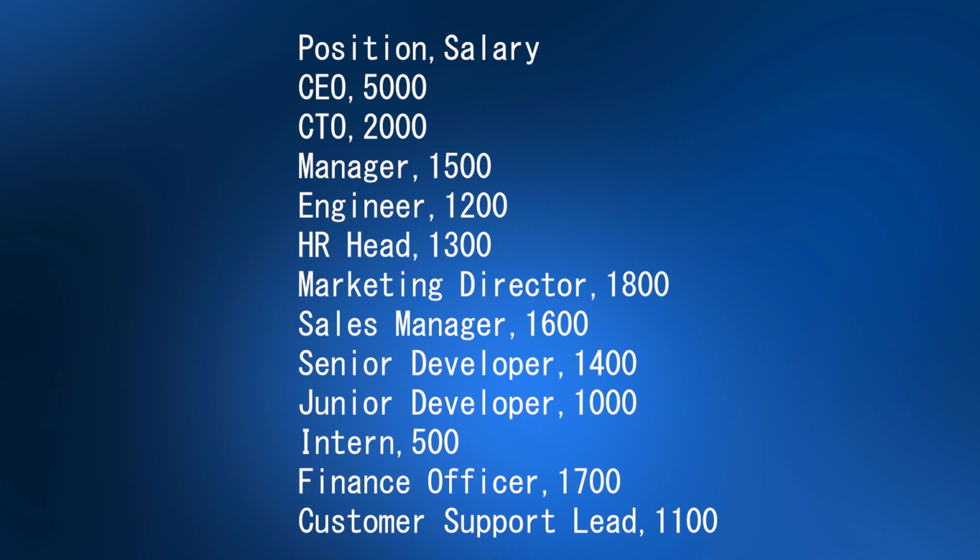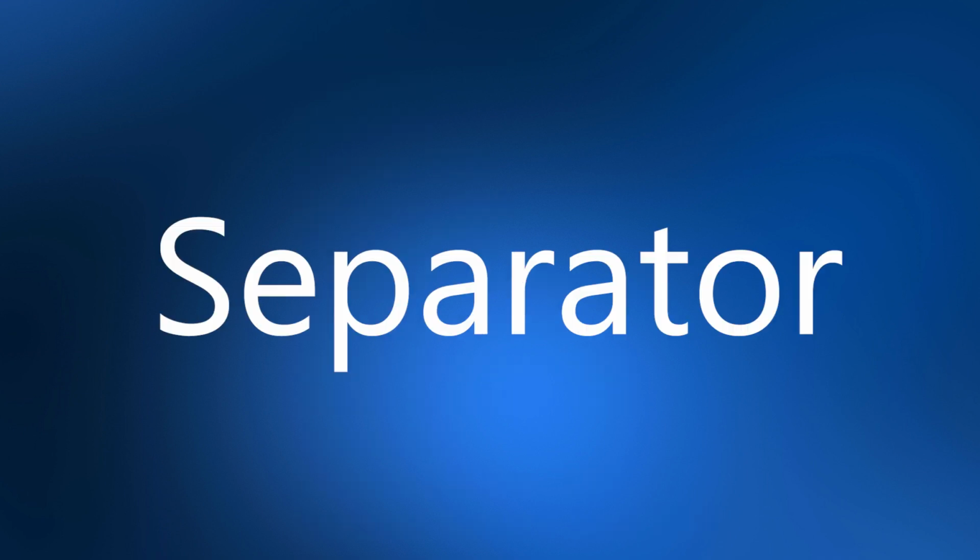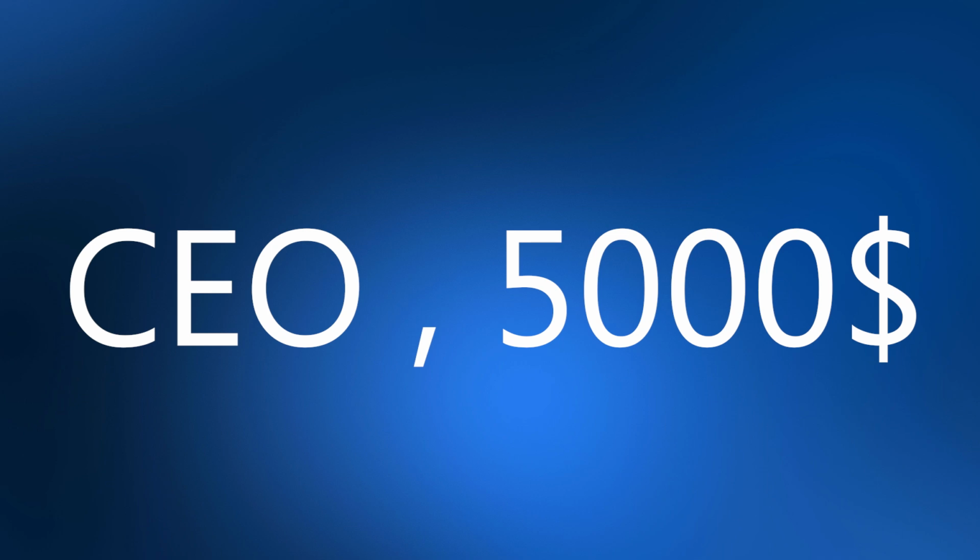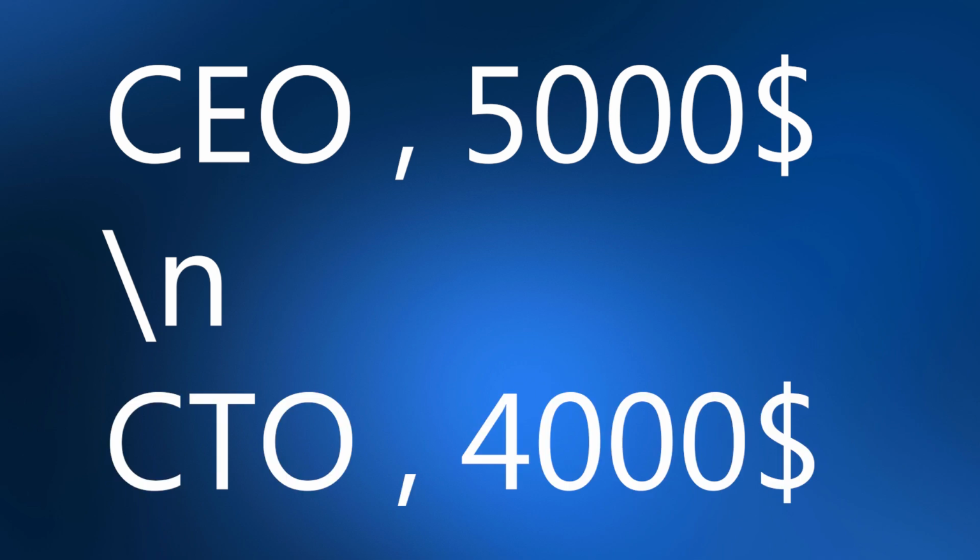To understand this, we first need to understand some of the separators in it. That is a comma. A comma is used in this table to differentiate the two columns, that is the name and the salary he gets. But how do you differentiate two records? That's where the new line character comes in. This new line character is used to differentiate the two records.